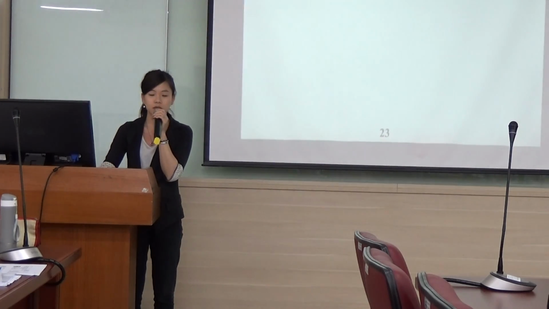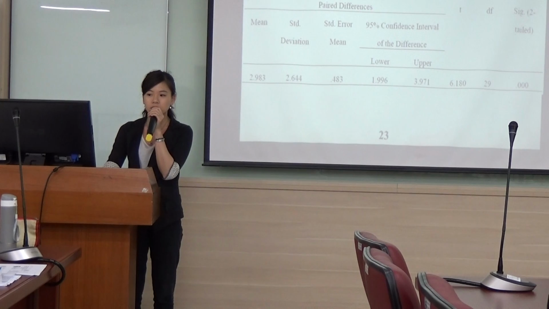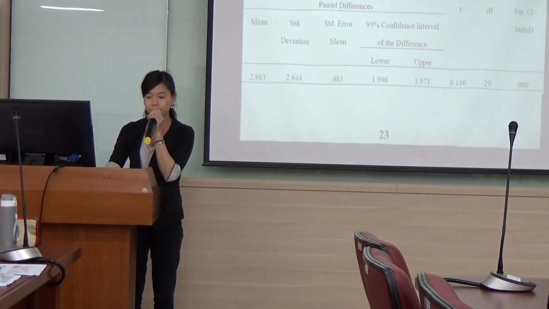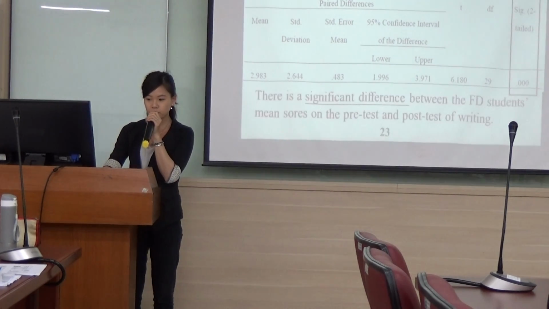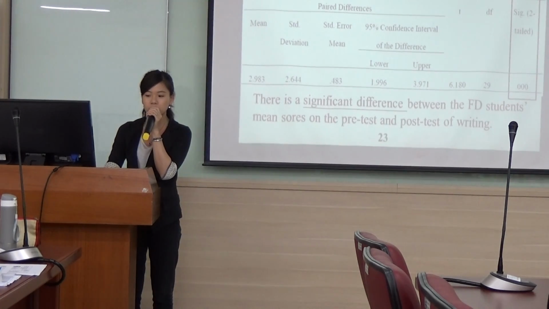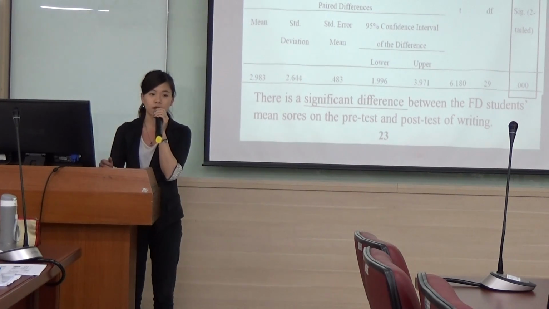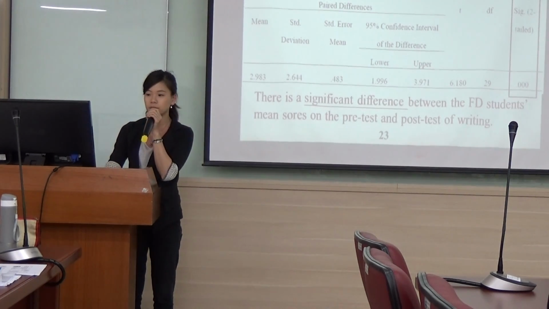So the first result of this study is the comparison between the field-dependent students' pretest and post-test. The researcher ran a t-test in this study. And you can see that there is a significant difference between the field-dependent students' mean scores on the pre-test and post-test of writing. That means they improved a lot after the treatment.